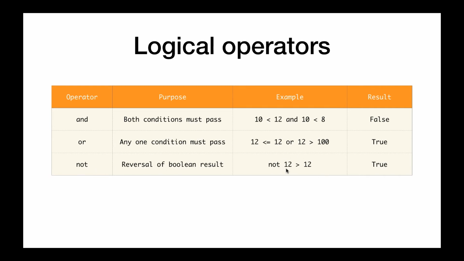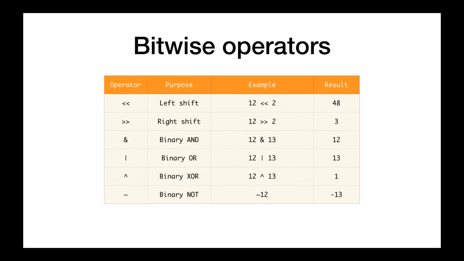The NOT operator can be used for negating the result of a condition. For example, in this case, 12 greater than 12 is false. NOT of false becomes true. Python also supports bitwise operators, though the practicality of these operators is very low.